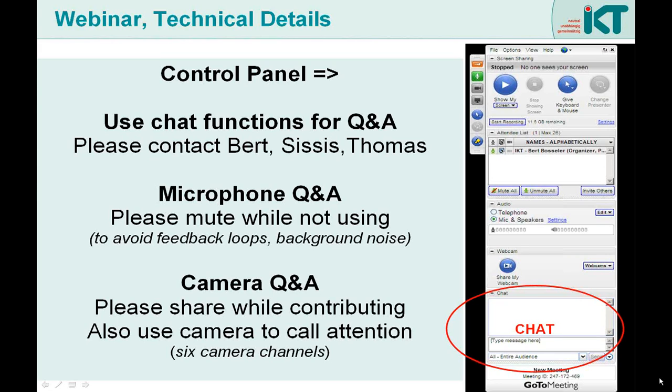There are also 6 camera channels. You can use them too during the Q&A session. You can also share your camera during the presentation to call attention. For example, if you want to interrupt the presentation and contribute something of specific importance.